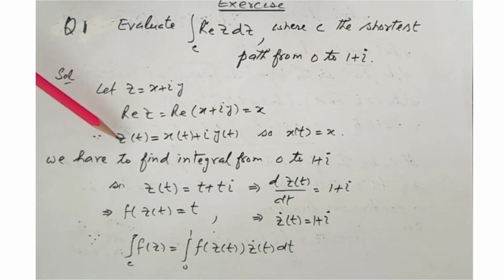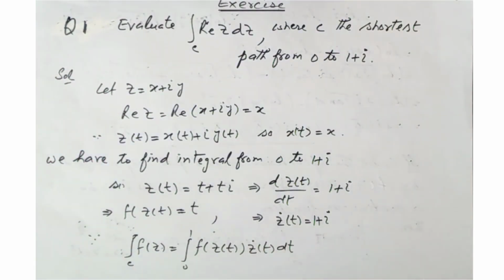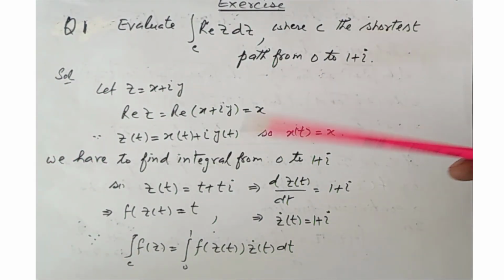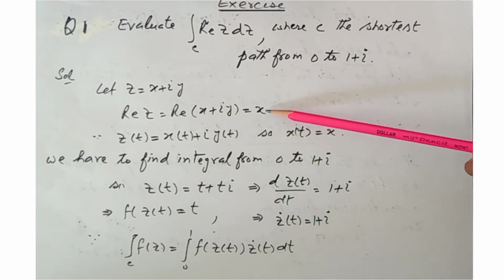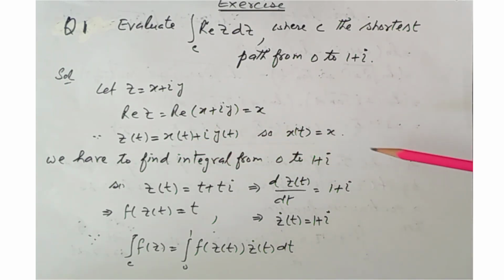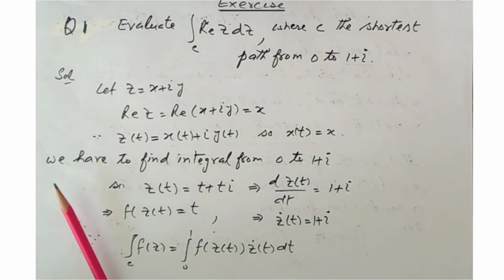So we use the parametric form z of t equal to x of t plus iota y of t. Because we have the real part x, so x of t equal to x. We have no imaginary part. We have to find the integral from 0 to 1 plus iota, so z of t equal to t plus t iota. This function satisfies the given values, this 0 to 1 plus iota.